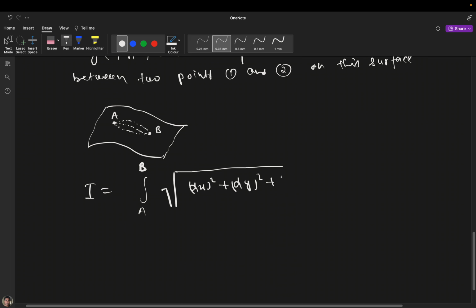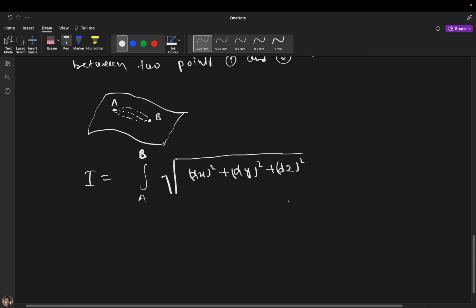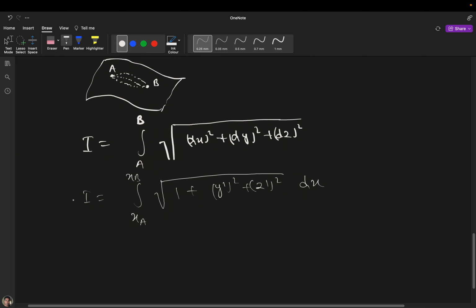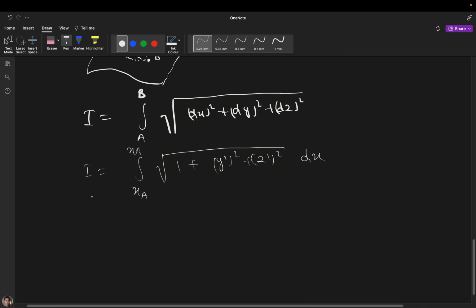dy square plus dz square, squared. This is also a kind of variational calculus problem. So simply, if we take dx as a common factor, then the variable will become x, from xa to xb, the integral of the square root of 1 plus y dash square plus z dash square dx. Again we have to minimize I.